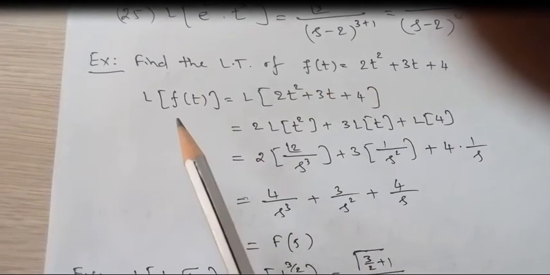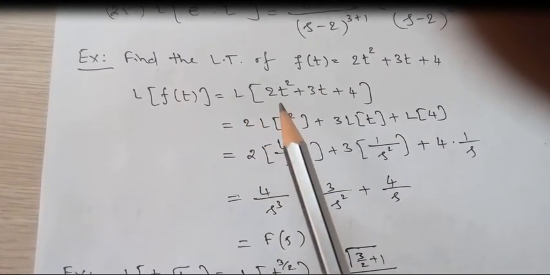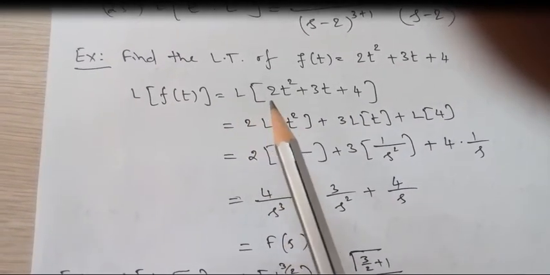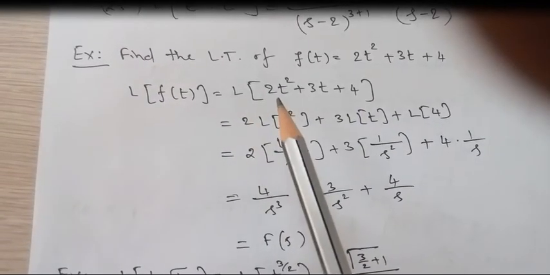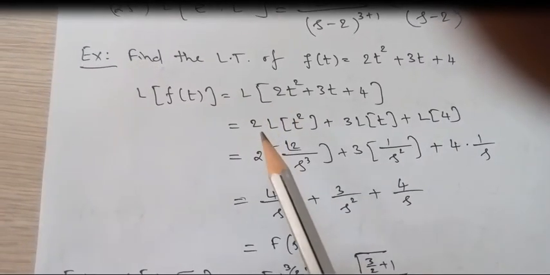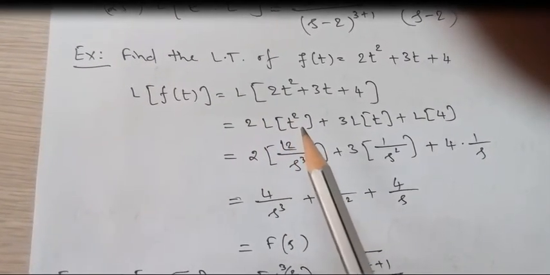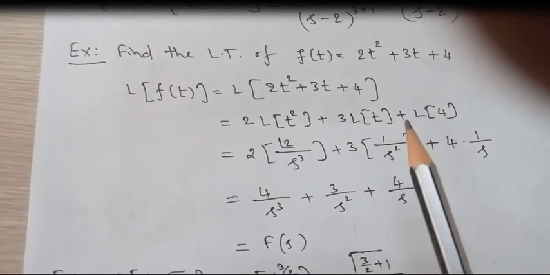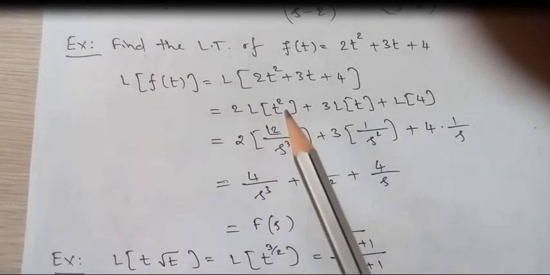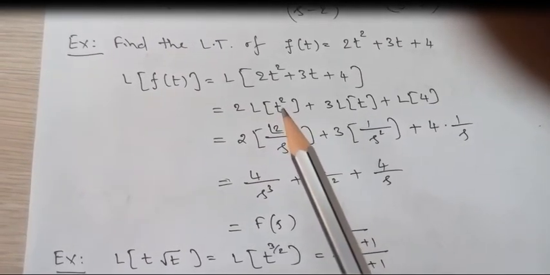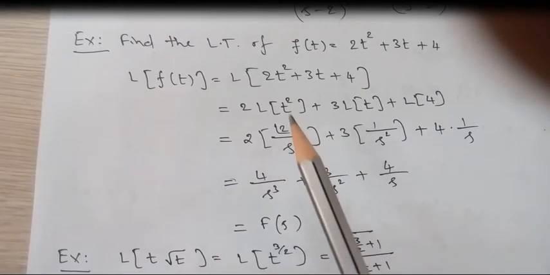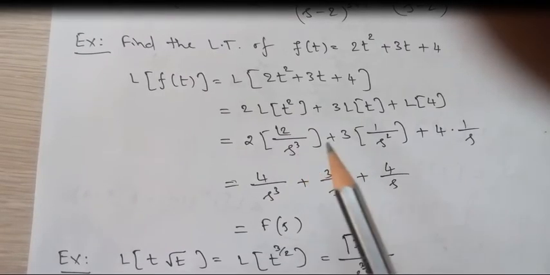Operating L on both sides, L of f of t is equal to L of 2t square plus 3t plus 4. By linearity property, L on 2t square plus L on 3t plus L on 4. Since 2 is a number, 2 into L of t square plus 3 into L of t plus 4 into L of 1. So 2 into Laplace transform of t square. As we know, Laplace transform of t raised to n is n factorial divided by s raised to n plus 1. So n is 2, so 2 factorial divided by s raised to 2 plus 1 is 3.